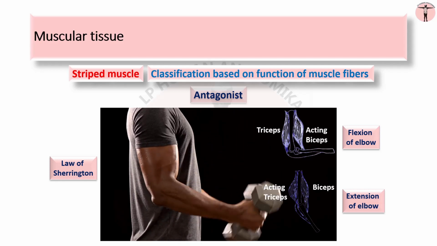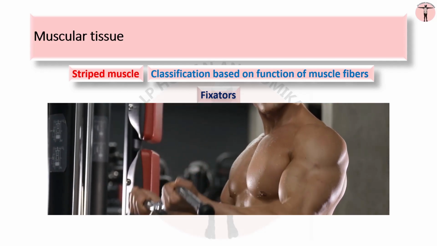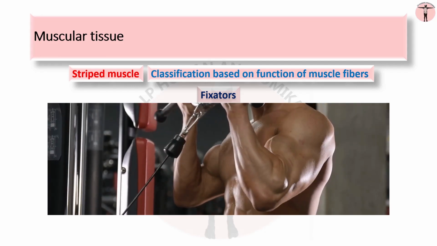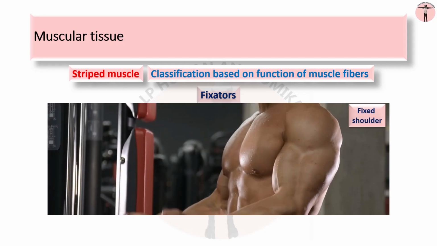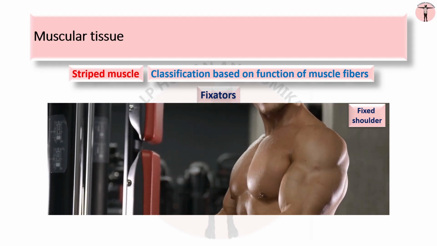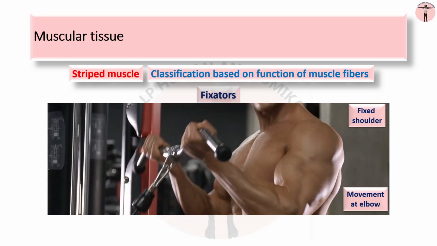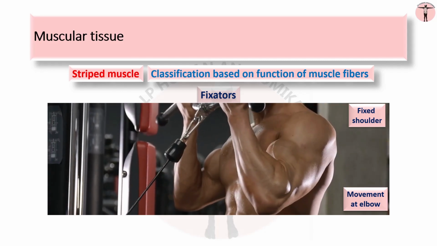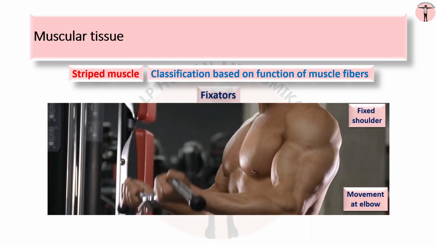Fixators are the groups of muscles which stabilize the proximal joints of a limb, so that the desired movement at the distal joint may occur on a fixed base. Examples are muscles acting on shoulder joint, which are the rotator cuff muscles, are stabilized during the movement of elbow joint. Other examples are quadratus lumborum fixes the 12th rib during inspiration, facilitating contraction of diaphragm. Rhomboid muscles fix the scapula during overhead abduction.